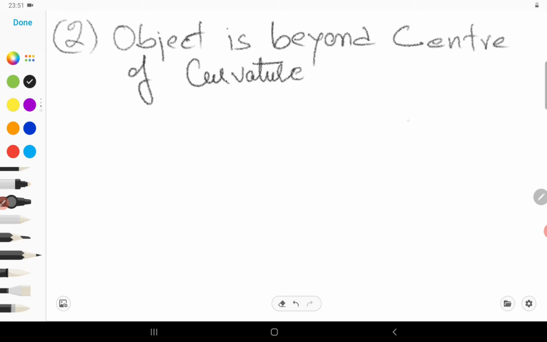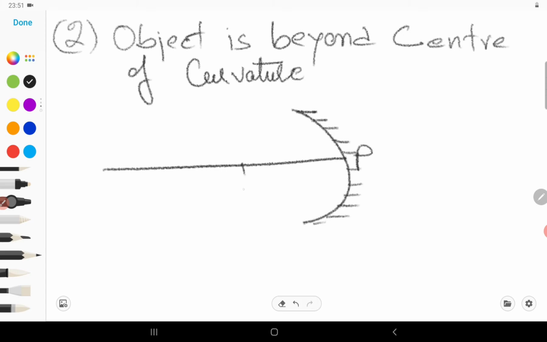So you can draw here. So this is my concave mirror, and I can draw the principal axis, pole, focus and the center of curvature. After measuring, you will get a proper length, right? So my object is beyond the center of curvature, at the back of the center of curvature, right?